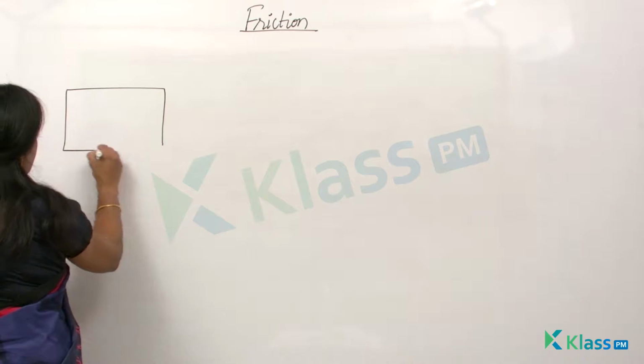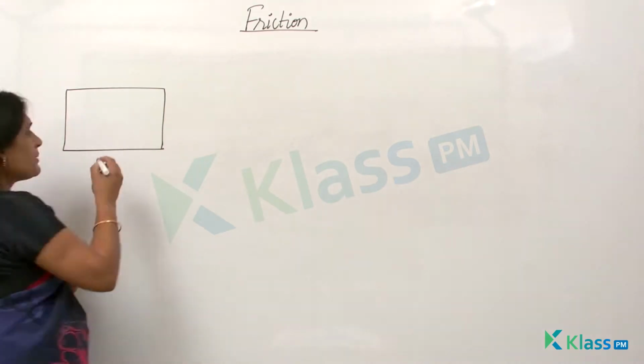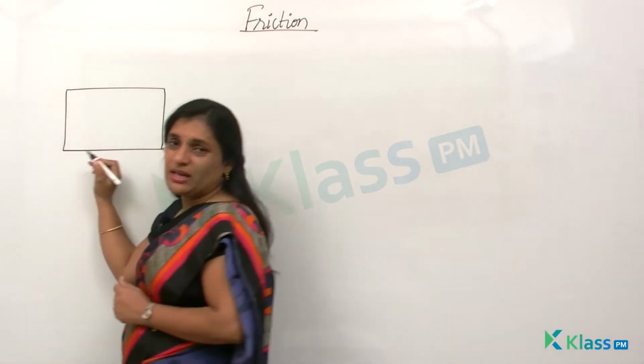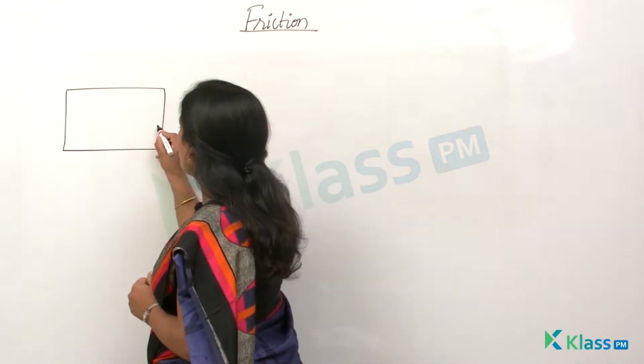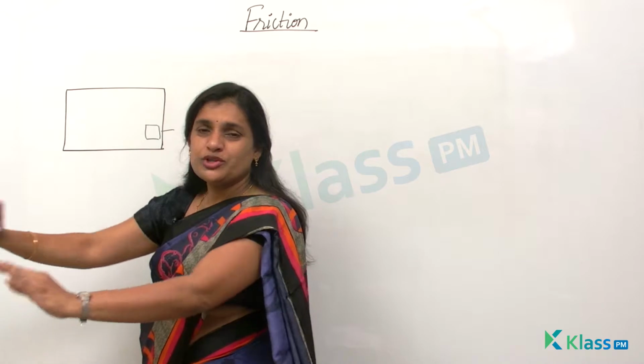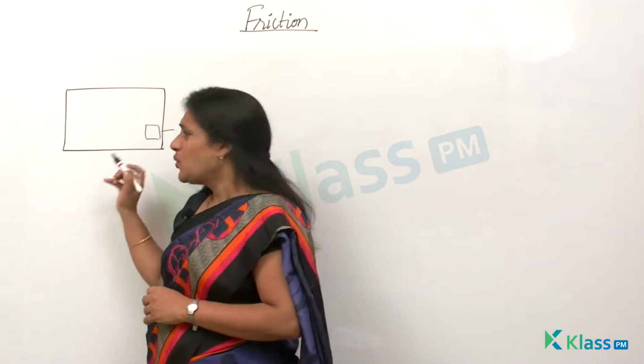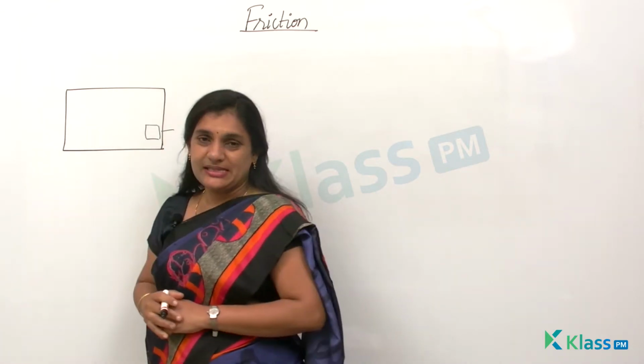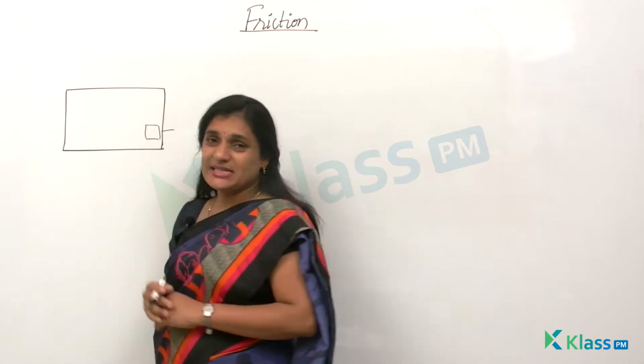Assume that this is a table. Now what you do is come to one end of the table, place a notebook on it and try to push it. And when you try to push it, it will move only to a certain extent. Why? Why is that happening?